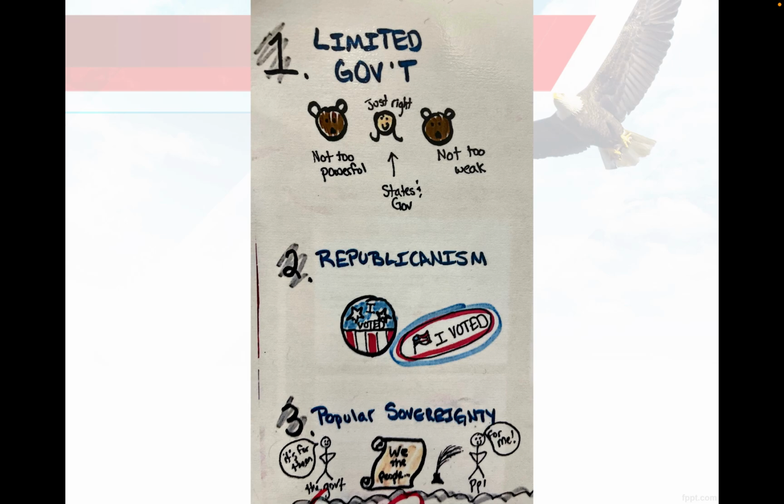So limiting what each branch of the federal government can do, or limiting what the state governments have the ability to do. For republicanism, I drew a super cute I voted sticker because it's all about voting for the people who are in charge of us. Taxation without representation, that is an issue of republicanism. Popular sovereignty, I drew a little scroll. It says, "We the people." And then a little guy that represents the government saying, "It's for them." And then the people over there saying, "It's for me." Because the power of our government is by and for and created with respect to the people.